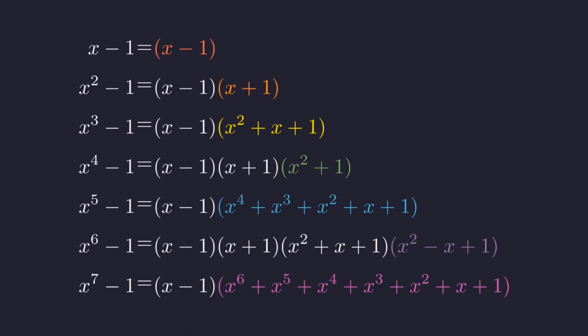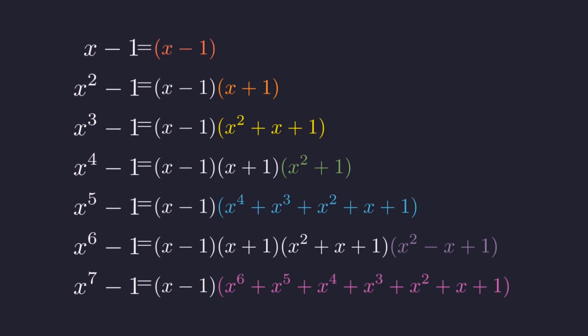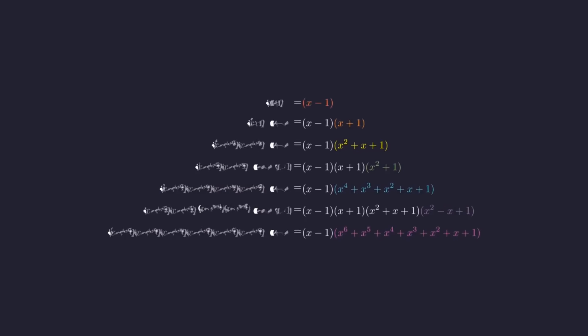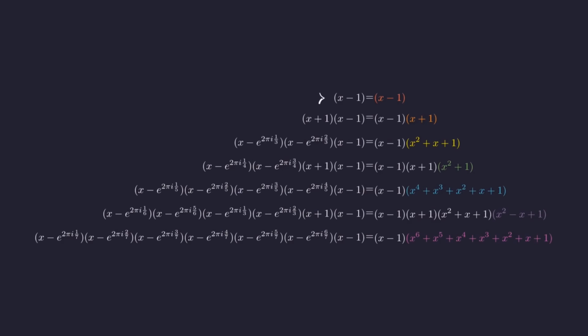Another way of generating the cyclotomic polynomials starts with factoring the polynomials x to the n minus 1 into linear terms, using the nth roots of unity. We can do the same thing that we did for the other definition, looking through the factorizations for things we've seen before, and identifying what's left as a cyclotomic polynomial.